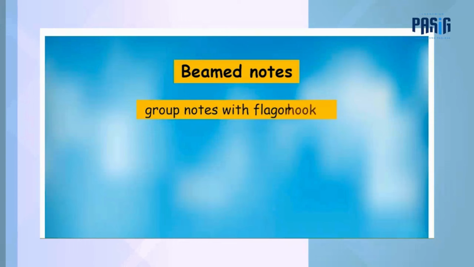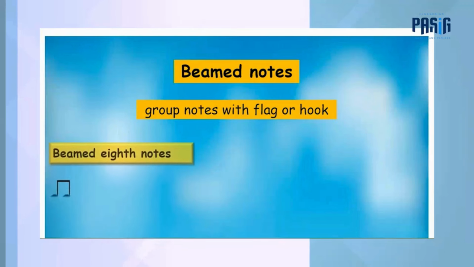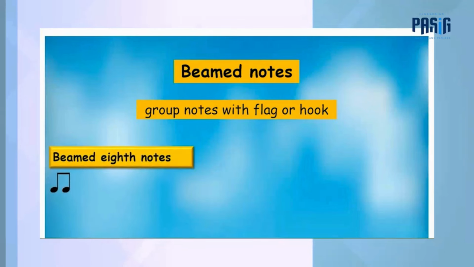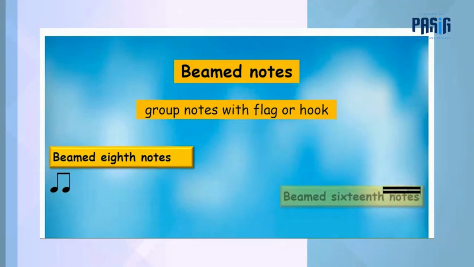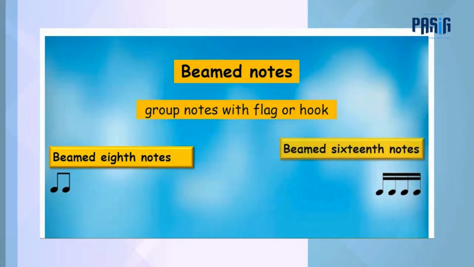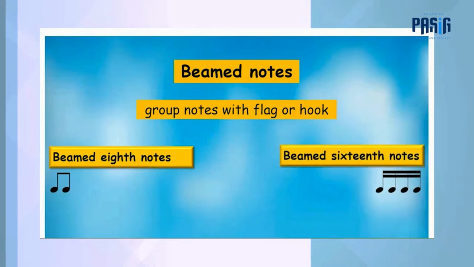In some cases, the beamed notes are used in music score. They are used to group notes with flag or hook, such as the 8th and 16th notes. Two eighth notes that are grouped together are called beamed eighth notes. They are equivalent to one quarter note. Four 16th notes that are grouped together are called beamed 16th notes. They are also the same as a quarter note.